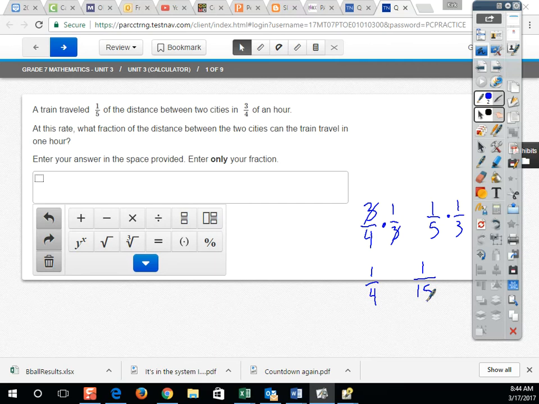Well, in an hour, I have four quarters, so I'm going to multiply that by four. And so in 1 hour, I will go 4/15ths of the total distance.